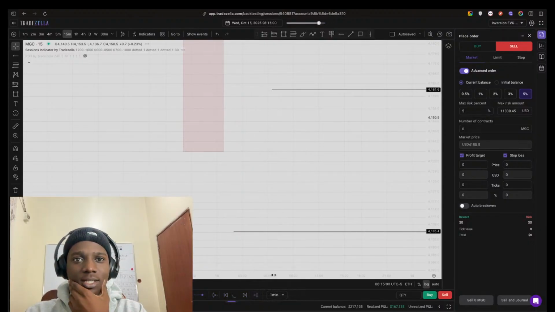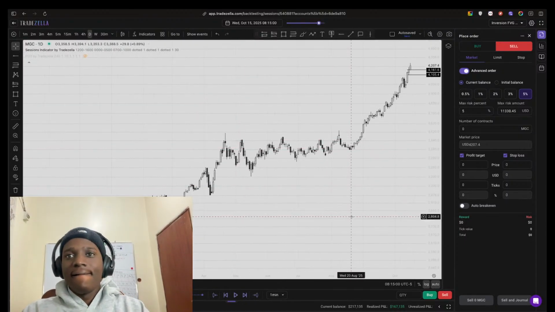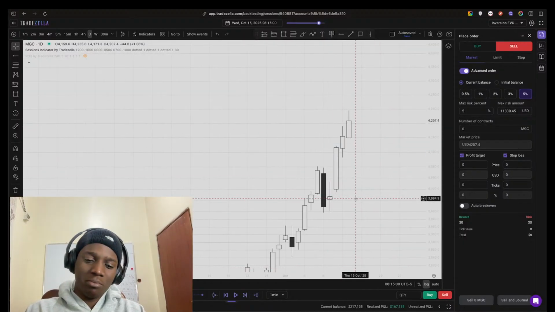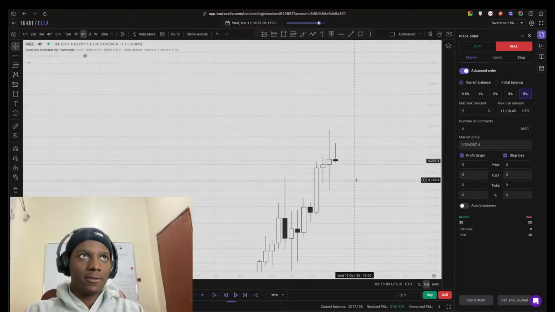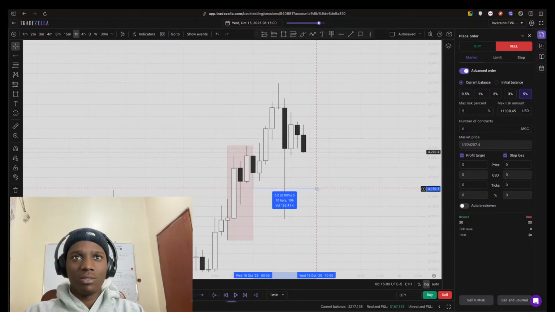Okay, next day open in New York time. We can see what we can get as well. Okay, price is still displacing higher. During the 4 hour, we retraced into this fair value gap right here, and the 1 hour is also kind of moving higher. We have a small liquidity run.